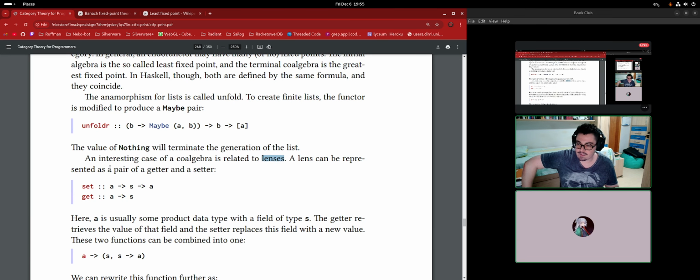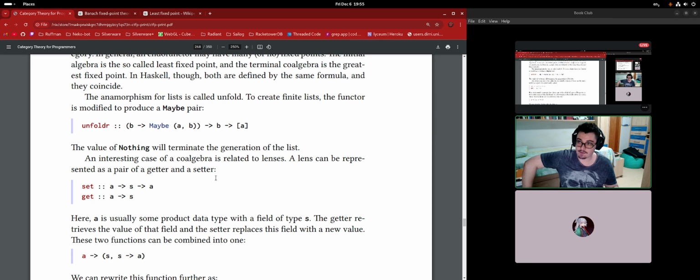So a lens can be represented as a set of a pattern, a getter, and a setter. For a little bit of context for non-Haskell people, this is not what you are probably thinking if you say setter and getter. Many people, when they hear setter and getter, actually think of OOP, and then you think about Java and all that stuff. This is 100% not that. And what this is actually doing is the following.